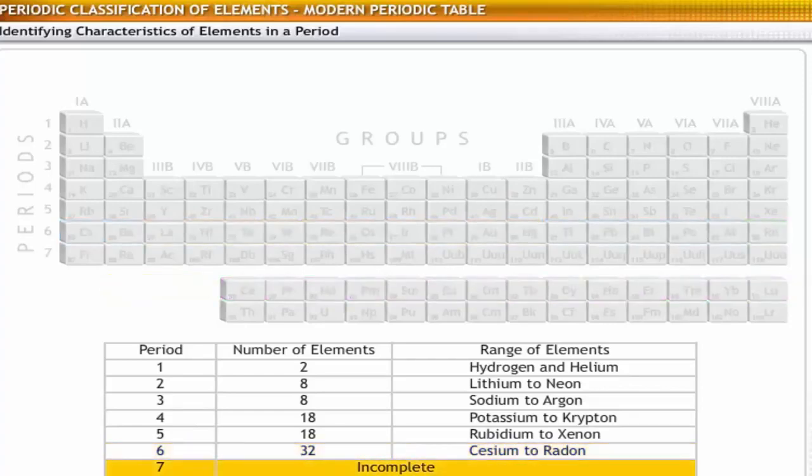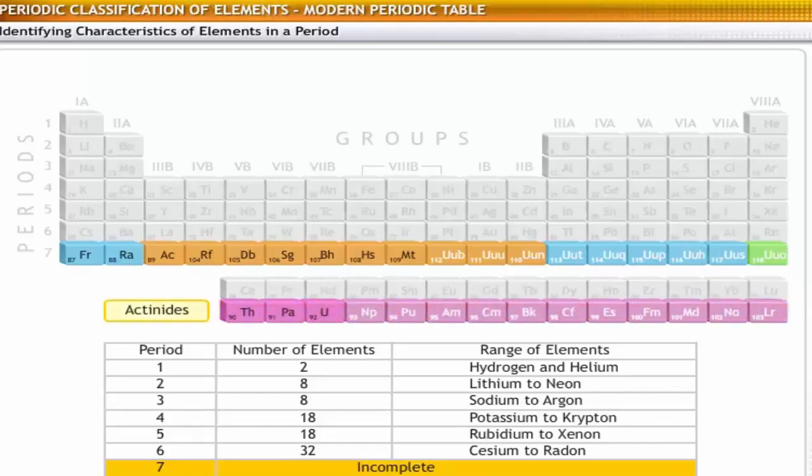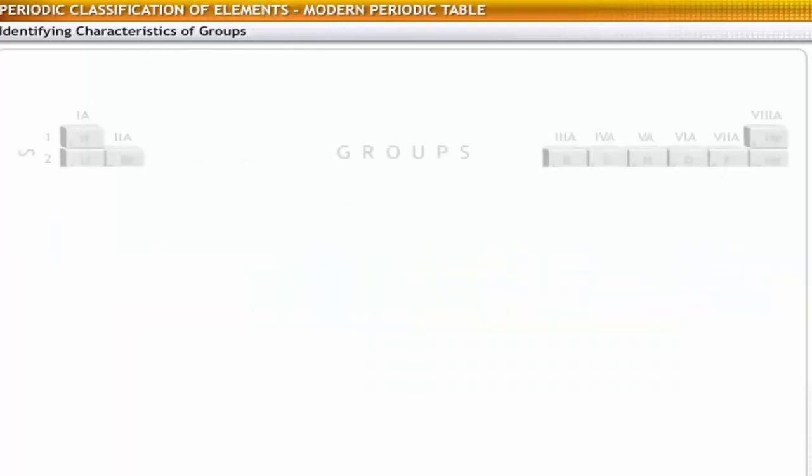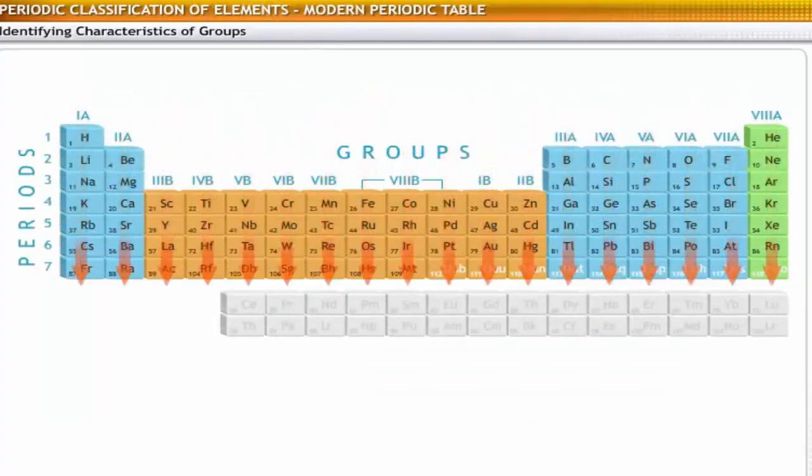The seventh period is incomplete at present and can accommodate 32 elements, which includes 14 actinides from thorium to lawrencium. It will be filled up as new elements get discovered, as is expected. In addition to the 7 periods across, the periodic table is classified into 18 groups vertically.